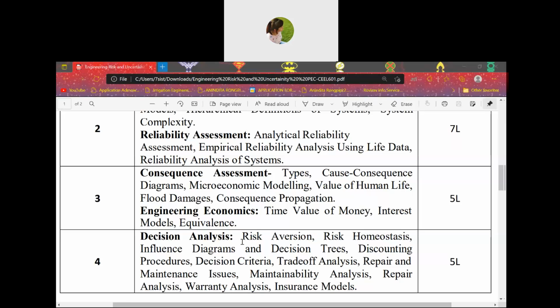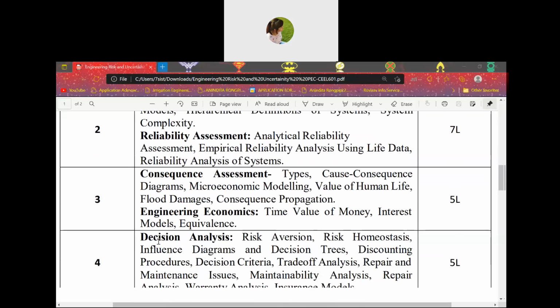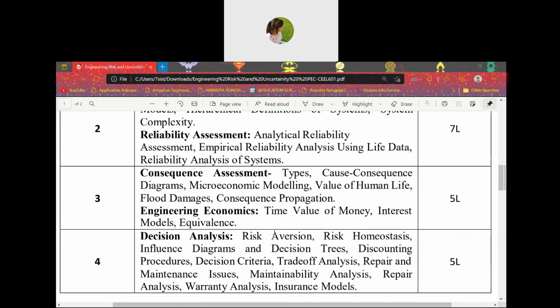Under decision analysis, the first one is risk aversion. Second is risk homeostasis. Third, inference diagrams and decision trees, which is very important. Decision trees is a very important part of decision analysis. Then discounting procedures, decision criteria, trade-off analysis, repair and maintenance issues and maintainability analysis, repair analysis, warranty analysis, and insurance models. So these topics we'll study under decision analysis, and unit 4 is very important. Other units are also important, but we'll emphasize unit 4 more in this course.